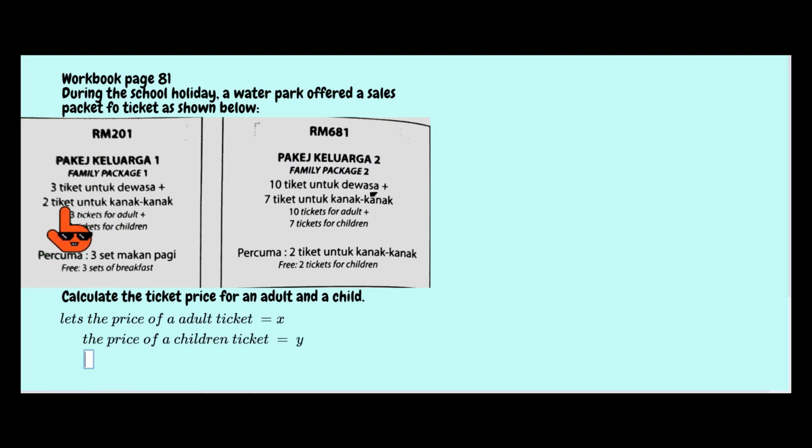The first package is given: three tickets for adults, 3x. We are going to form two equations. How many tickets for children? Two tickets, 2y. So the total for the first package is 201. This is to form the first equation.